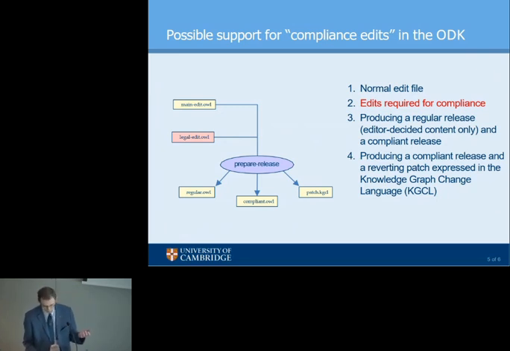And from those two source files, editors could then use the standard ODK command prepare release to automatically build and release either the normal non-censored edition of the ontology along with the censored edition, or alternatively, the censored edition along with the set of reverting patches. So none of that is done yet in the ODK, but there is no doubt that we could do it. Technically speaking, there is nothing difficult.